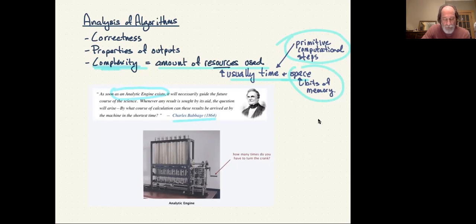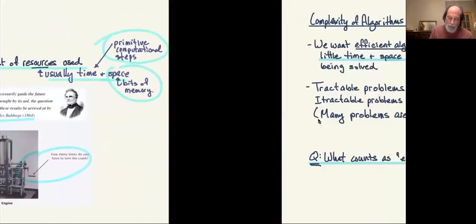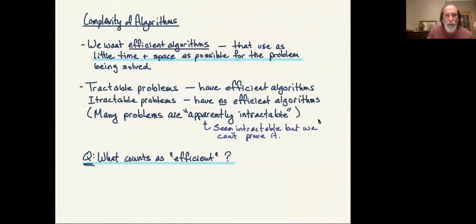Whenever any result is sought by its aid, the question will arise, by what course of calculation can these results be arrived at by the machine in the shortest time? Okay, in other words, what's the complexity of the algorithm that you implement with the machine? Even he is not talking about actual time. I mean, he means the implication for actual time, but he means how many times do you have to turn the crank on his machine, right? And you would, of course, like to minimize that.